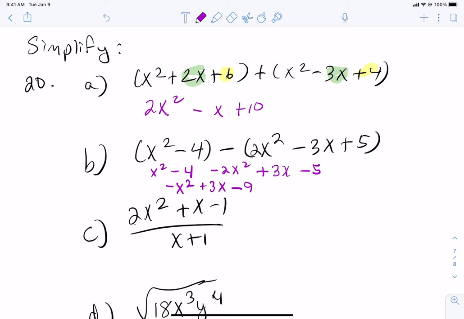So we had a positive 1 and a negative 2. 1 minus 2 became the negative 1 in front.